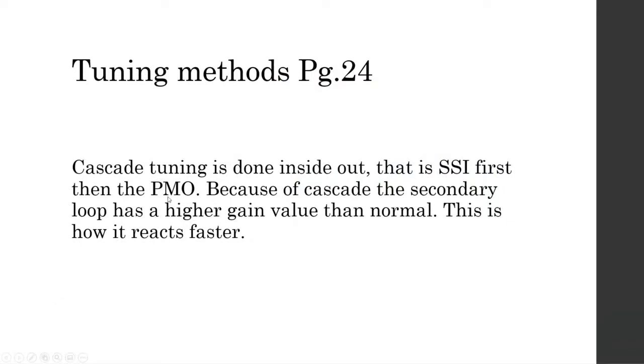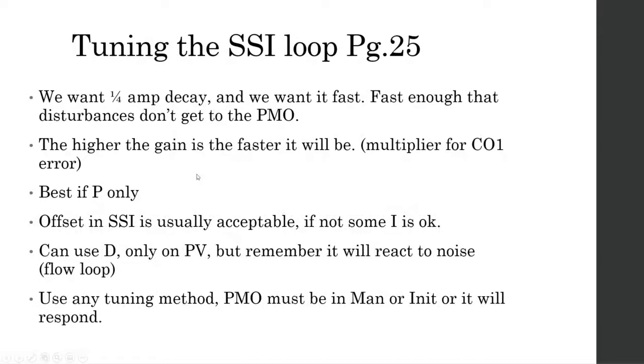Tuning for Cascade is done inside out. That is, you tune the secondary slave or inner loop first, and then the primary master or outer loop. Because of Cascade, the secondary loop is going to have a higher gain value than normal. This is key to how it reacts faster. So in our normal examples that we looked at, whether it's the exchanger or the furnace, the temperature is the primary, the secondary is usually flow, and if we can make that flow gain higher than normal, it's going to react faster than normal, which is going to make the primary change faster than normal, which is all beneficial and why we're doing it.